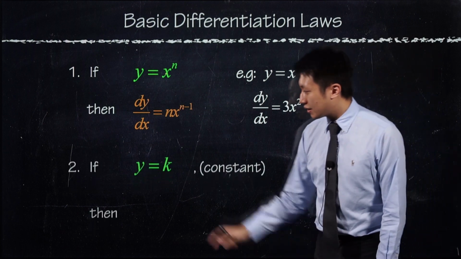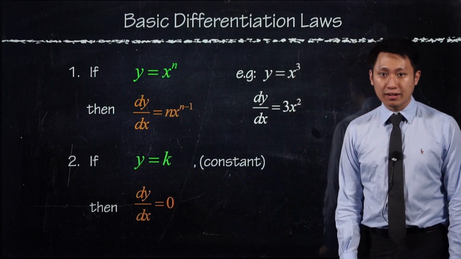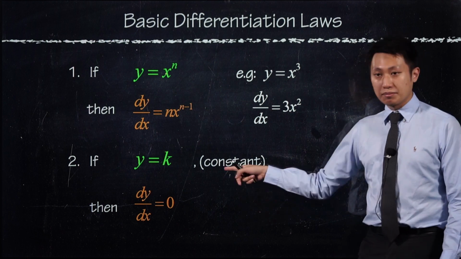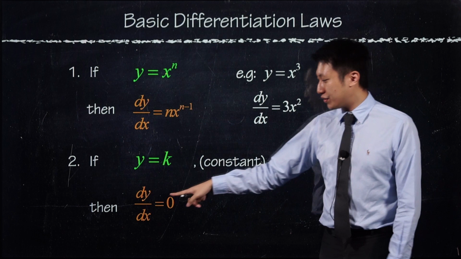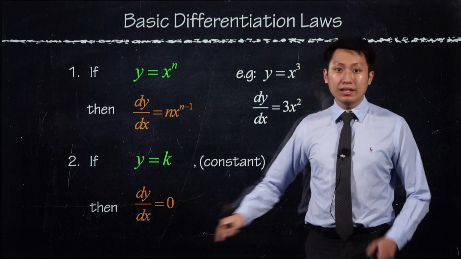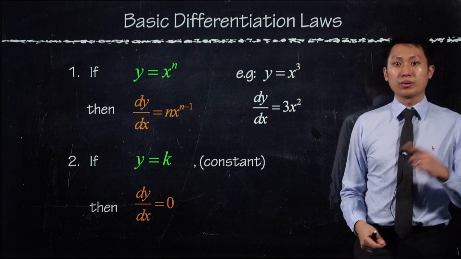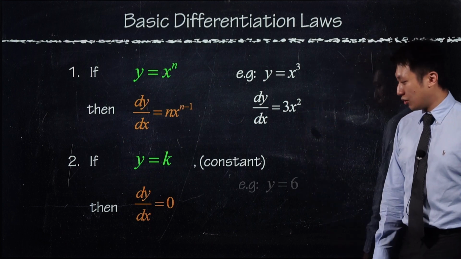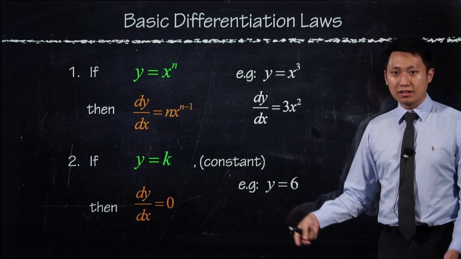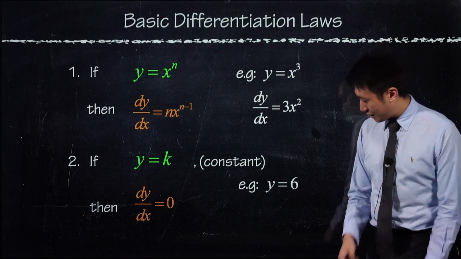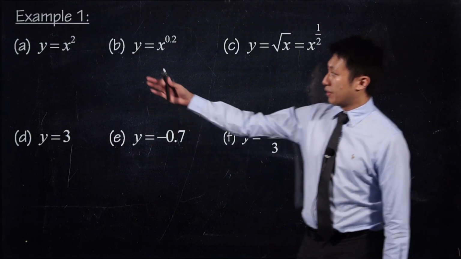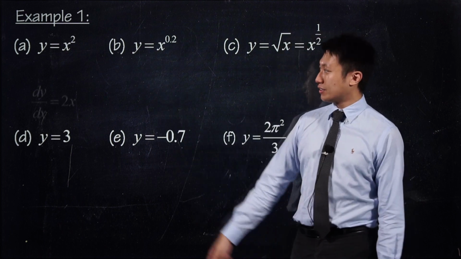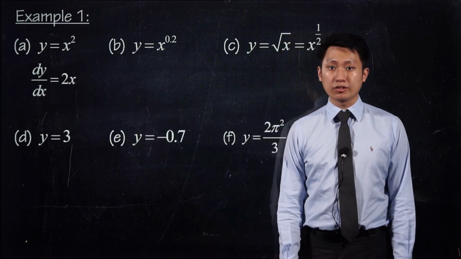Great. Next, if y is equal to k, k is a number. So constant means a number. Let's say y is equal to 5, then you differentiate it, you should get 0. Differentiation of any constant, you will get 0. So for this one, y is equal to 6, dy dx you get? Yes, 0. Let's move on to the next one. If y is x squared, of course, you get dy dx is equal to 2x.